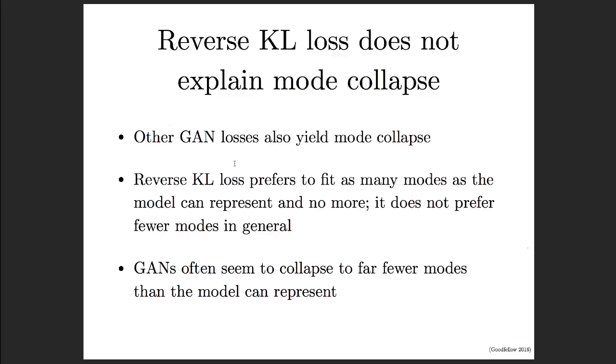For one thing, if we use the forward KL, we still get mode collapse in many cases. Also, the reverse KL divergence does not say that we should collapse to a single mode. It says that if our model is not able to represent every mode and to put sharp divisions between them, then it should discard modes rather than blur modes. But it would still prefer to have as many modes as the model can represent. And with generative adversarial networks, what we usually see is a collapse to a much smaller number of modes than the model can represent. That makes me believe that the problem is really that we're doing max-min rather than that we're using the wrong cost.